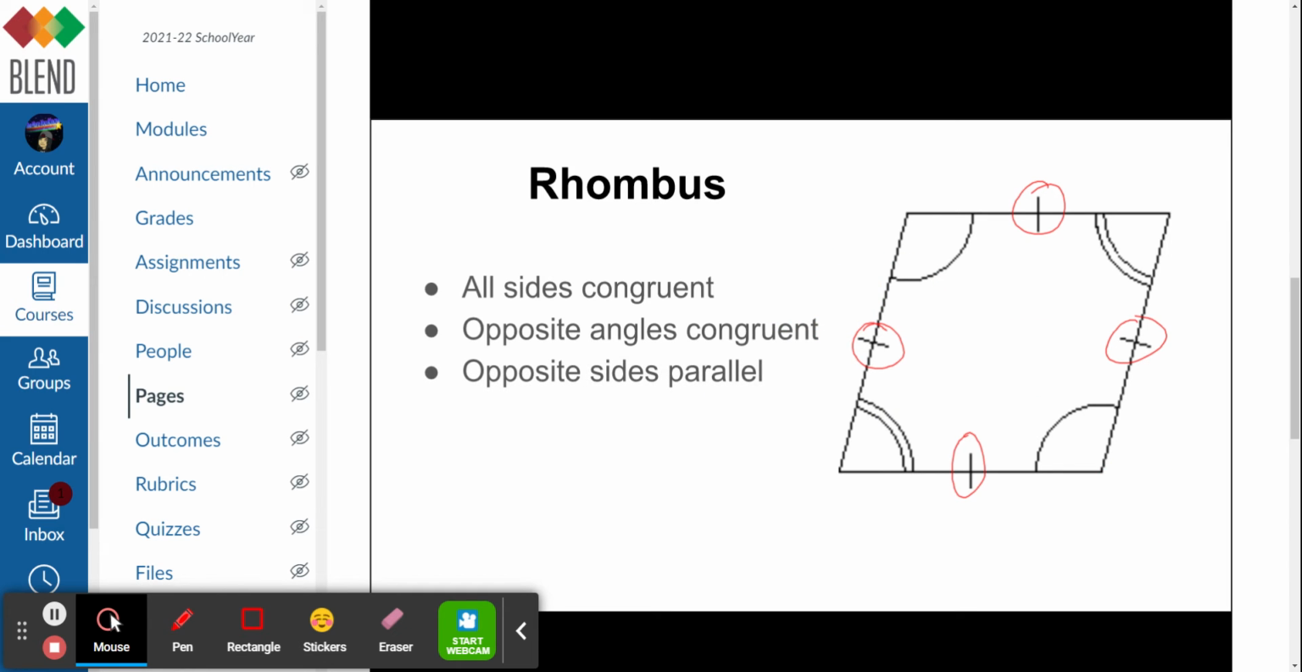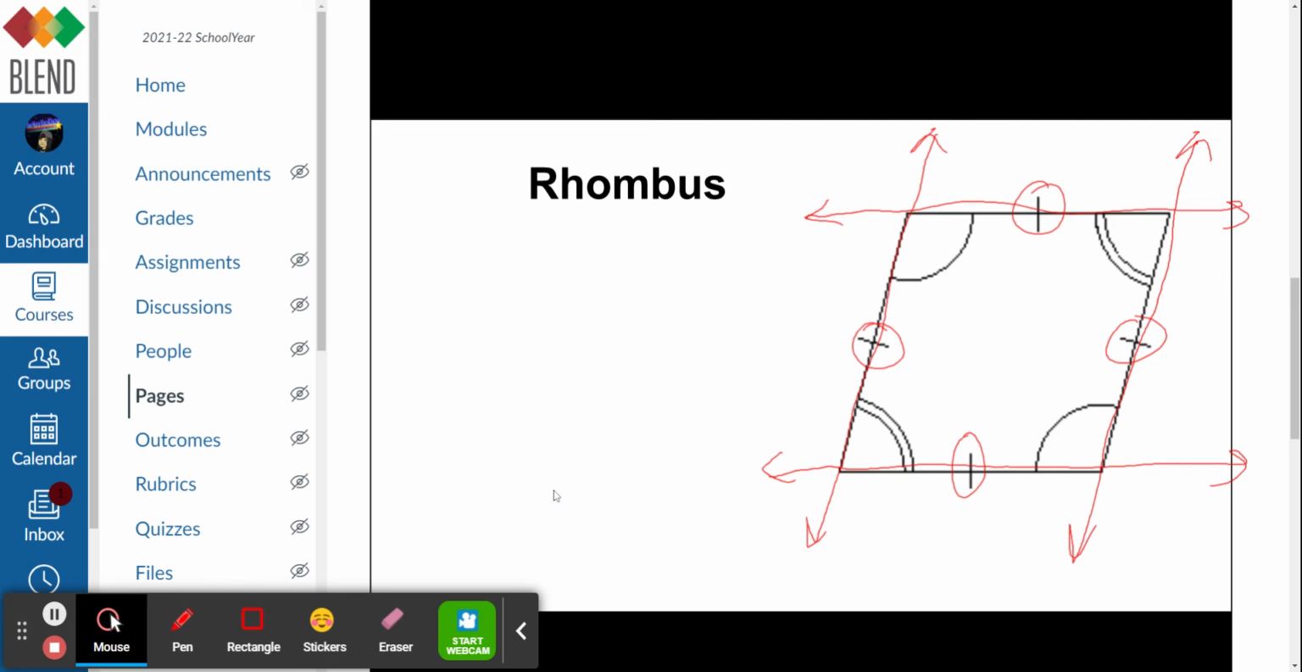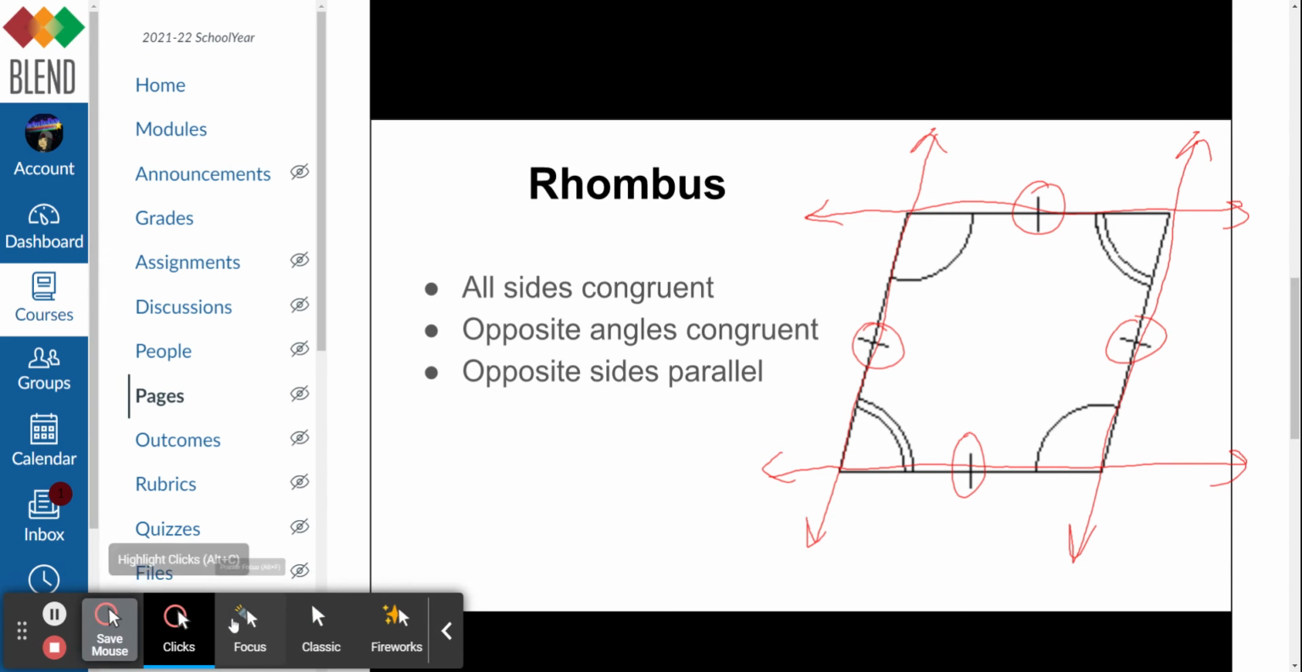Opposite sides are parallel. Once again, if I drew lines on these sides, they would go on forever and they would never ever touch. So opposite sides are parallel. And that goes for all of our quadrilaterals so far. So these are all parallelograms as well. All right, so all sides congruent, opposite angles are congruent, and opposite sides are parallel. That's your rhombus. All right, next one.